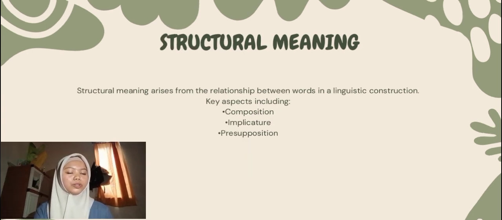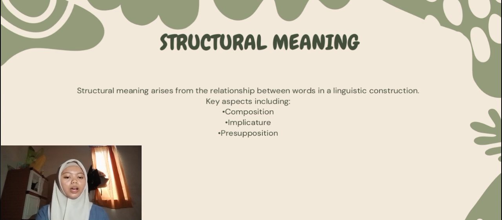Next slide, structural meaning. Structural meaning arises from the relationship between words in a linguistic construction. Key aspects include composition, implicature, and presupposition. Composition: how the meanings of individual words combine to create the meaning of phrases and sentences. For example, red house combines the meaning of house and red.